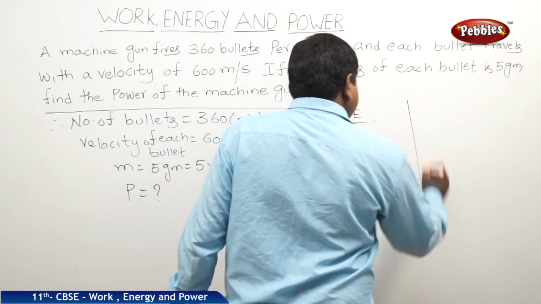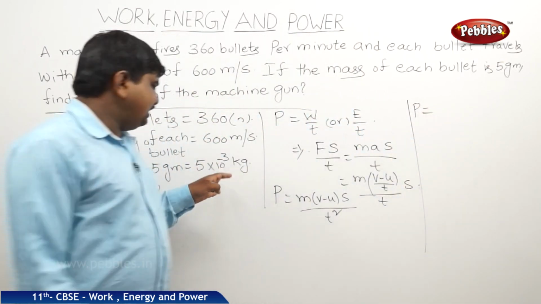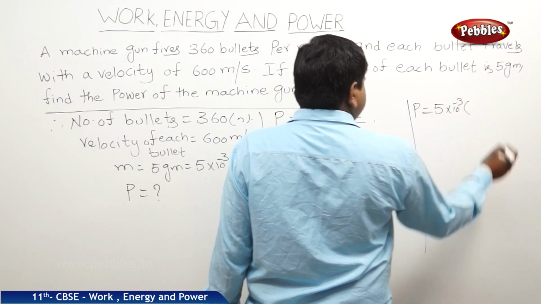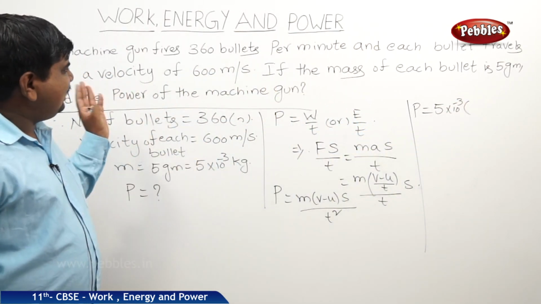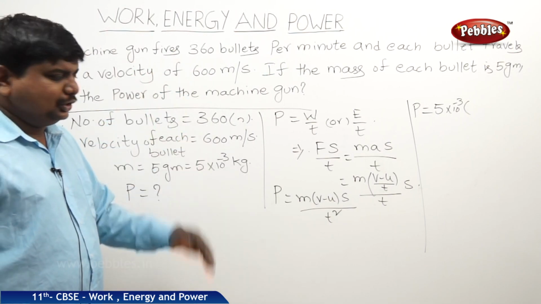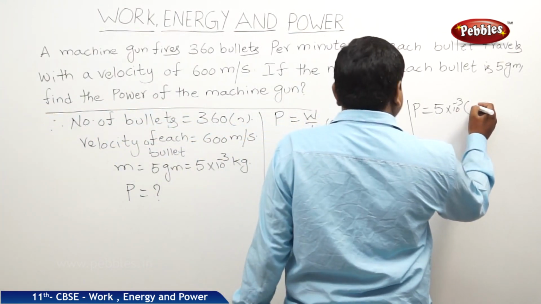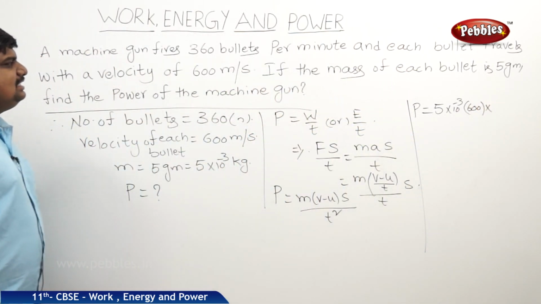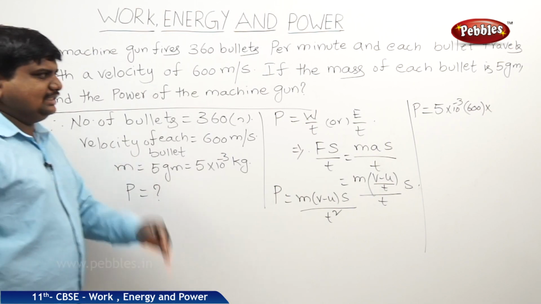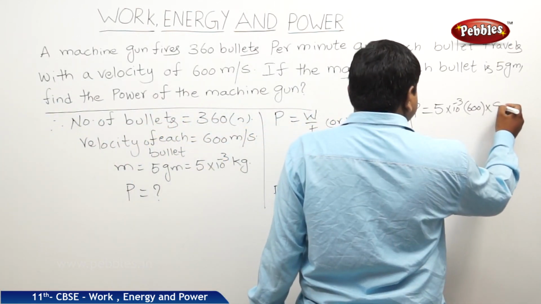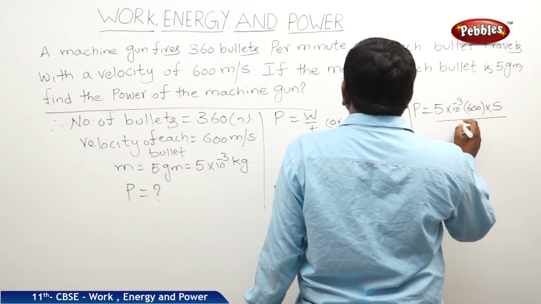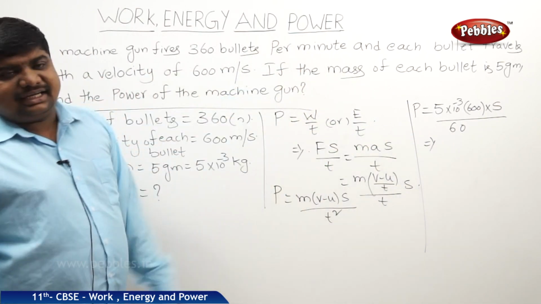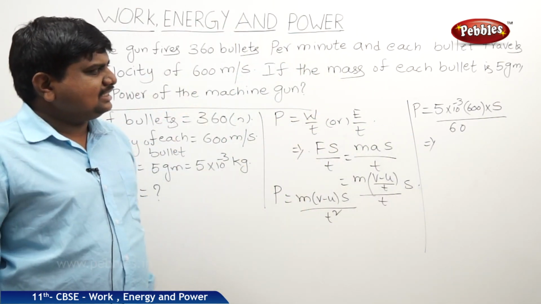So power is equal to m into V minus U into S by T square. The mass of the body is 5 into 10 to the power of minus 3 kg. The bullet is fired with a velocity of 600 meters per second. Initially it is 0, so final is 600, into S, where S is the distance travelled by the body. We should find out the distance. Time is 1 minute, means 60 seconds.